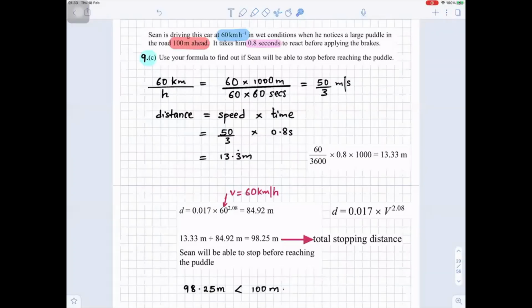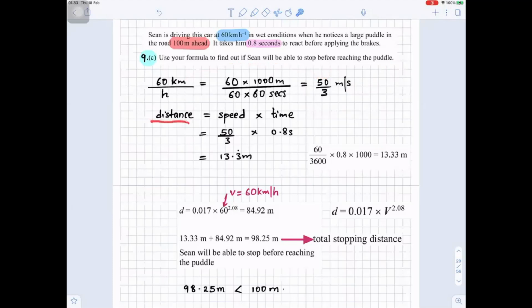Sean is driving this car at 60 kilometers per hour in wet conditions when he notices a large puddle in the road 100 meters ahead. It takes him 0.8 seconds to react before applying the brakes. Use your formula to find out if Sean will be able to stop before reaching the puddle. So 60 kilometers per hour, we want to change it to meters per second. Your calculator can do that for you. But if you're not using a calculator, 60 kilometers is 60 times 1,000 meters, and hours is 60 times 60 to change it to seconds. So that gives you 50 over 3 meters per second.